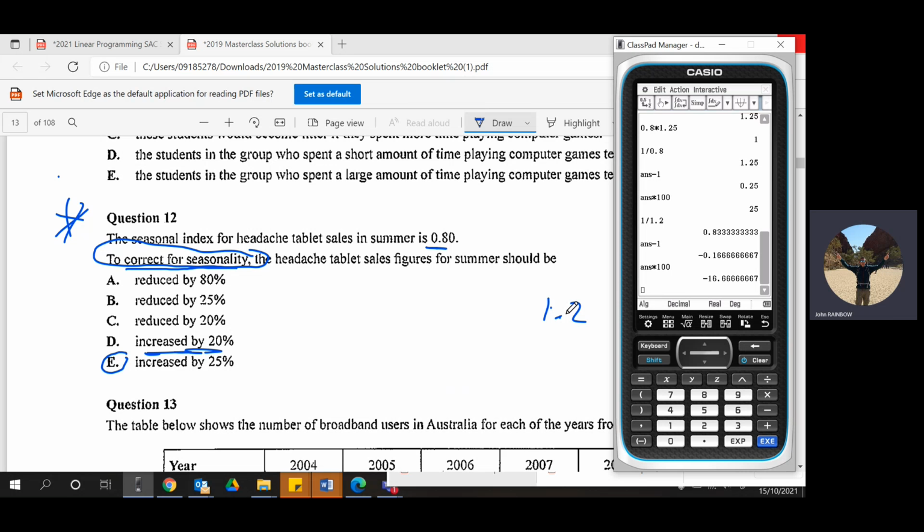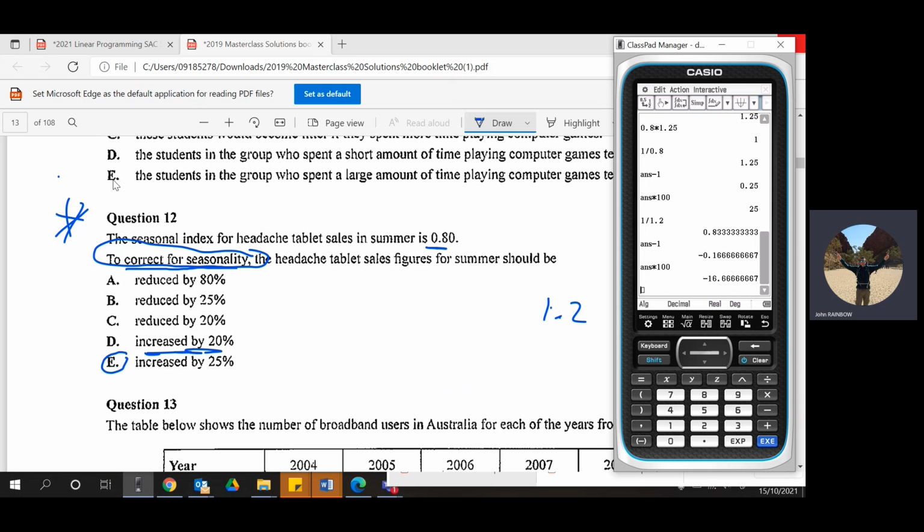So can you see there? So what you can do, 1 divided by a seasonal index, take away 1, times it by 100, and it will show you as a percentage increase. This will come out as a decrease. So notice reduce, I wouldn't say reduce it by negative 16%, I'd say reduce it by negative 16.7. Happy with that one? If you're not sure, please do that.